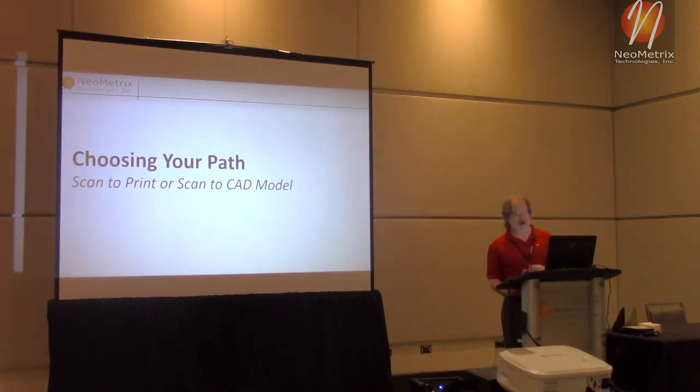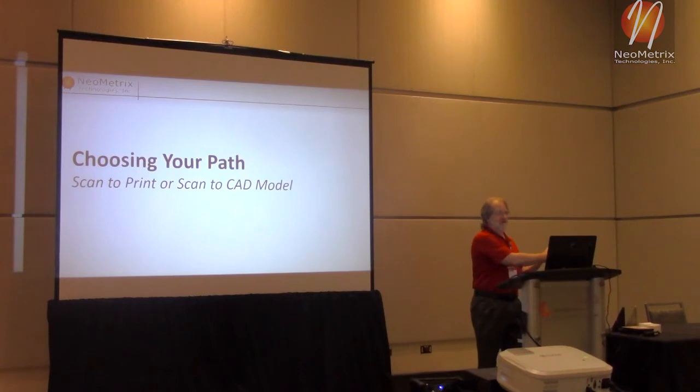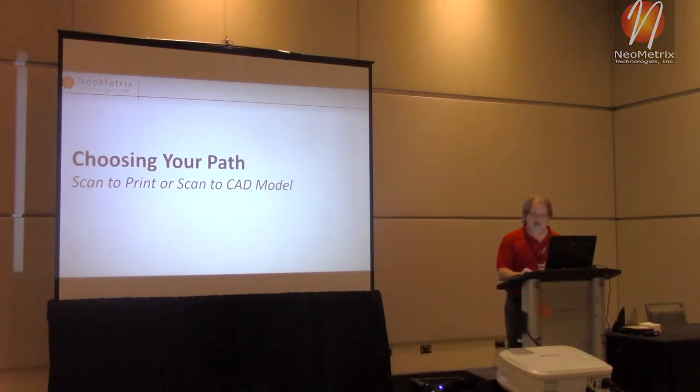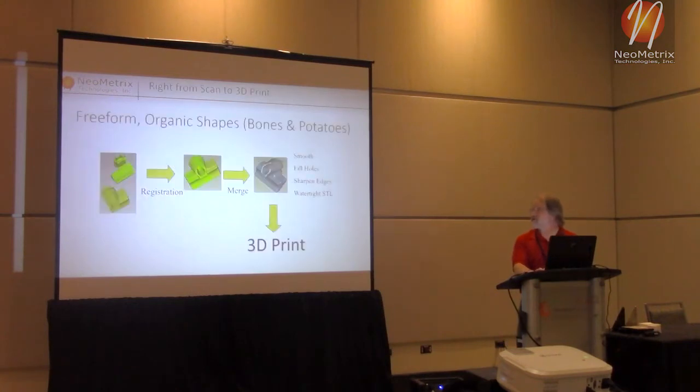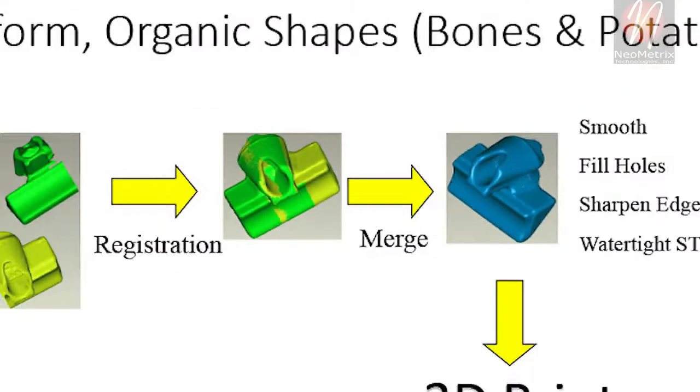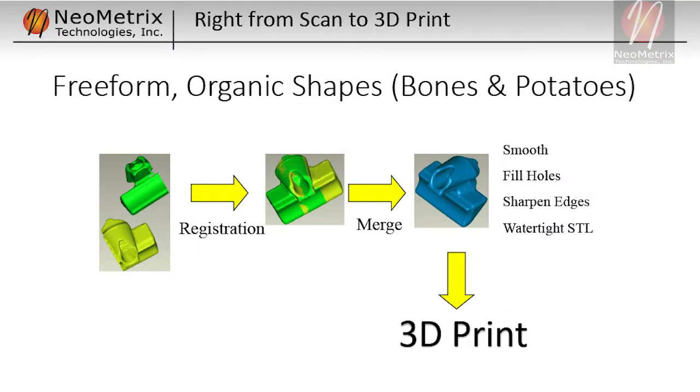Okay, choosing our path. Do I want to go right from scan to print, or do I want to go from scan to making a CAD file? That's really going to depend upon the types of parts that we're looking to reverse engineer. If we start with things that are more free-form and organic, we can typically scan those in a couple of positions, align those scans together, and then merge that data into a single STL file. With a little bit of tweaking, some hole filling and smoothing, I've got a file that I can send right to a 3D printer.